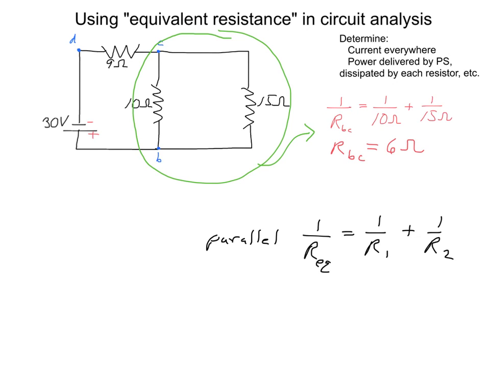So we can do that using the parallel resistance formula. And we get that the equivalent resistance between points B and C, which I'll call R sub BC, is equal to 6 ohms. Now, this isn't the resistance of some actual resistor. This is the equivalent resistance of the network from point B to C. What this represents is the single resistor that I could replace the whole network between B and C with to have the same effect on the rest of the circuit.